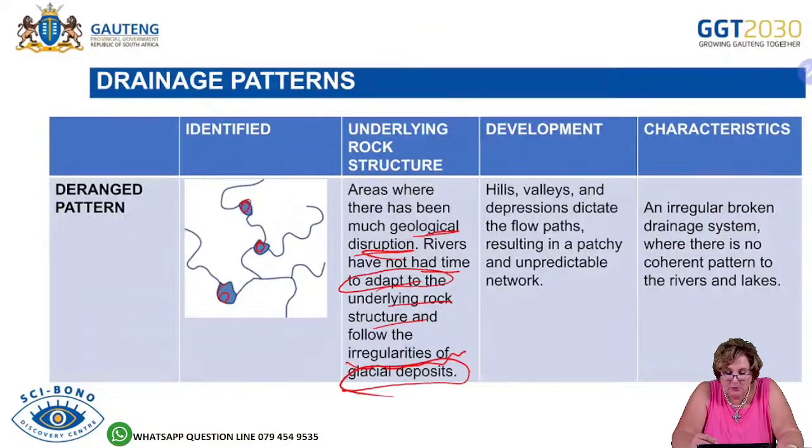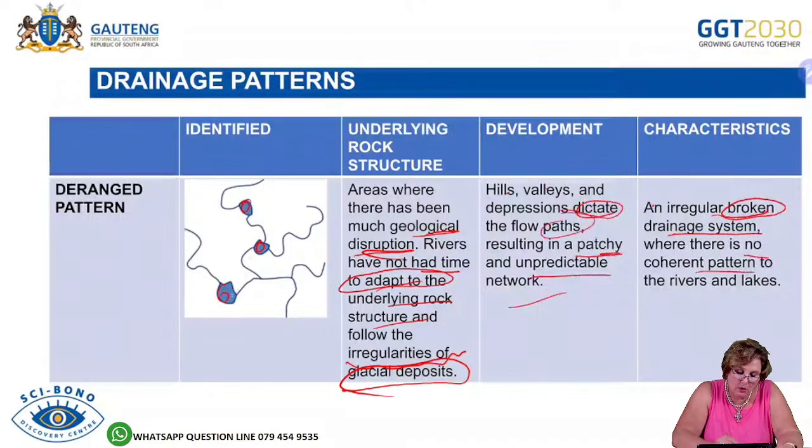It develops when high hills, valleys, and depressions dictate the flow path. It results then in a patchy, unpredictable network. It's just a deranged spill, an irregular, broken drainage system where there's no pattern. But what we can see somewhere in this pattern, we have small dams or lakes.